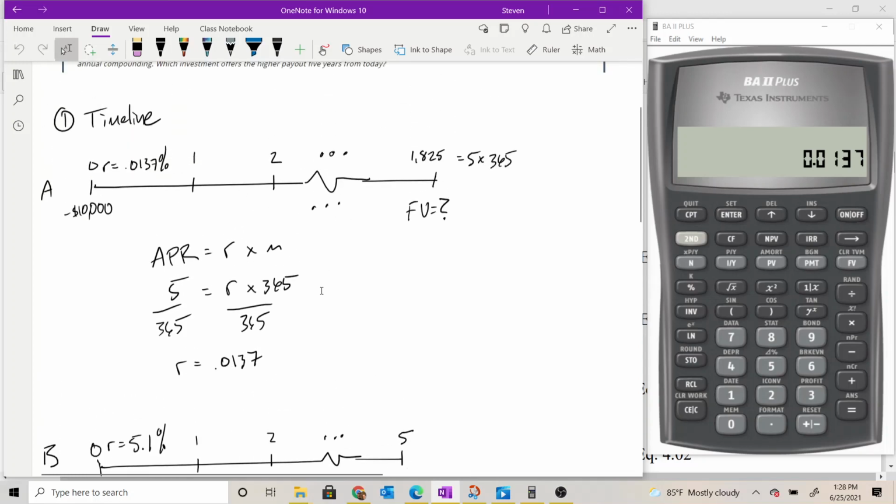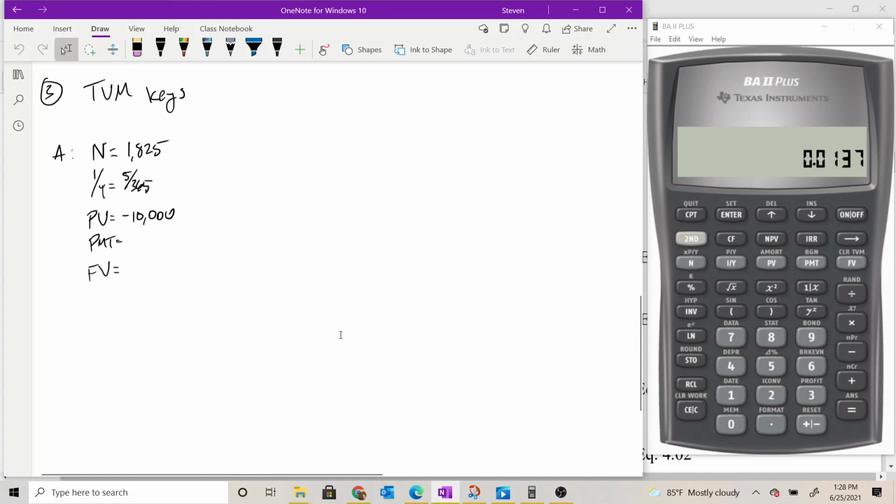Well, this one we don't have that. We don't have payments. If we did, we'd be looking at an annuity of some flavor. So we're going to put in 0 there for payment, and future value is what we're looking for. All right, so let's go ahead and enter these guys in.